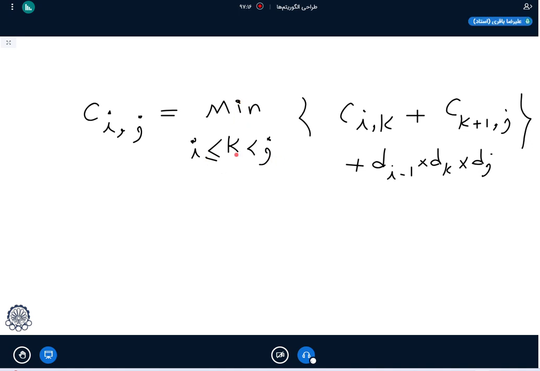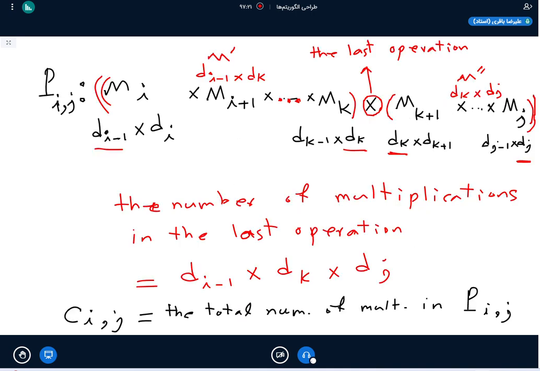There are some possibilities for the last operation. The last operation may be between M_i and M_{i+1}, between M_{i+1} and M_{i+2}, between M_{k} and M_{k+1}, up to between M_{j-1} and M_j. So the last operation has some possible options. We consider all of the options, and between them select the minimum one, select the best one.